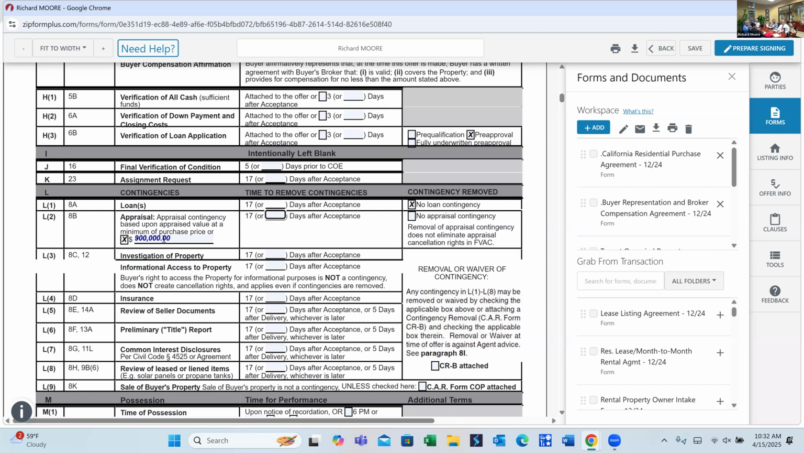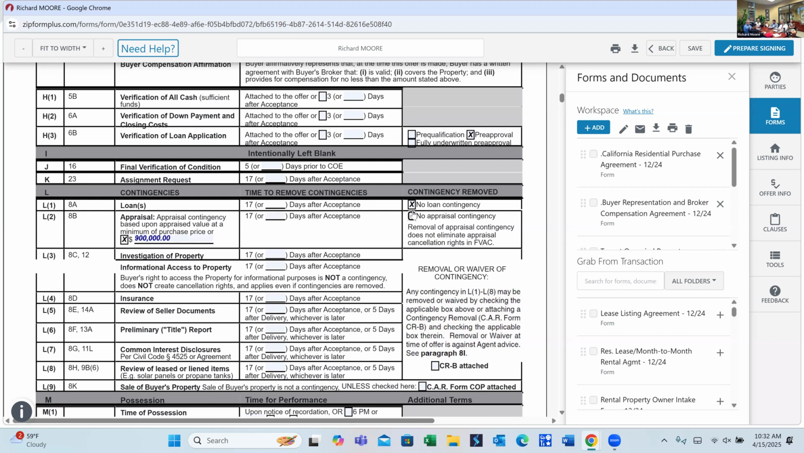If the appraisal comes in at $900,000 or more, then I can't cancel based upon the appraised value. So the difference, that $100,000 in our example, between the purchase price and the amount it should appraise at is called the appraisal gap. And no matter what, that $100,000 would be applicable even if the price goes up. So that can be a way, if you're in a competitive situation, to make your offer more palatable. Then you can say no appraisal contingency.